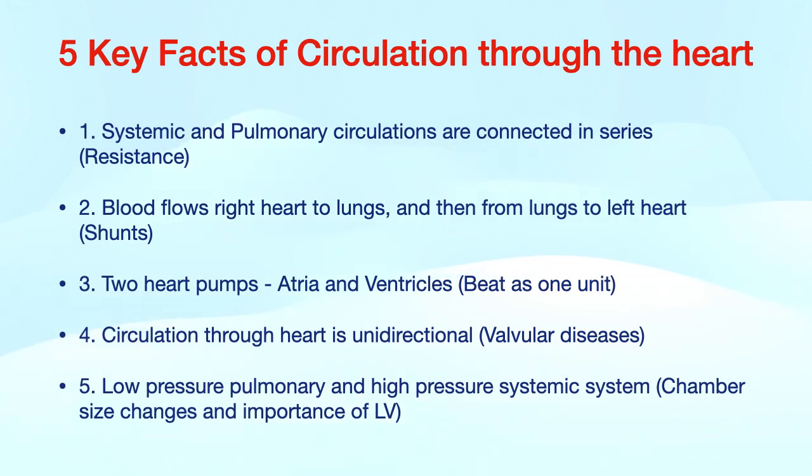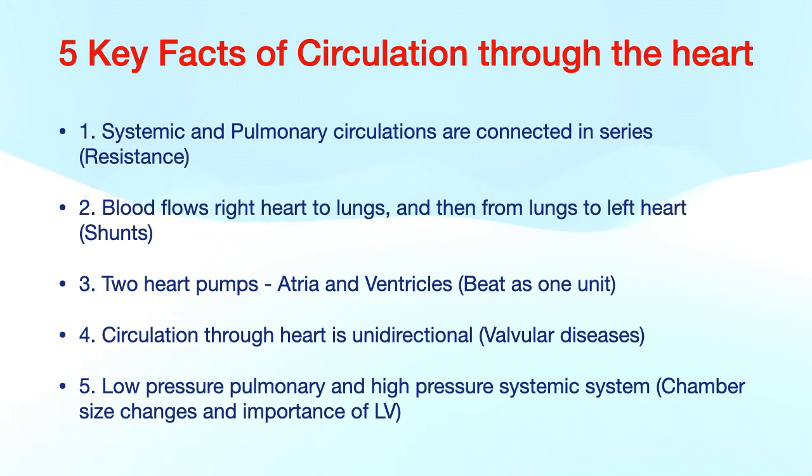We talked about the importance of shunts and cyanosis. Third, we talked about two heart pumps, the atria and the ventricles. The applied aspect was that they beat together as one unit, atria beating at once and ventricles beating at once. The importance lies in arrhythmias, or generation of abnormal rhythms. The fourth key concept is that circulation through the heart is unidirectional. That is, blood only flows from one chamber to the next chamber without going back. The importance lies in stenosis and regurgitation or incompetence as valvular heart diseases.